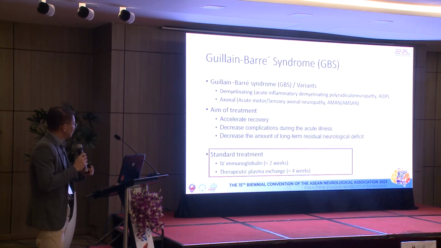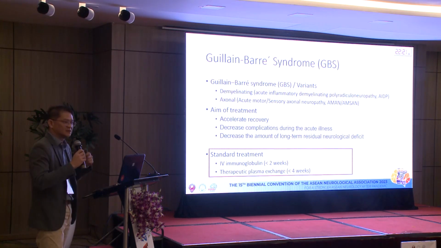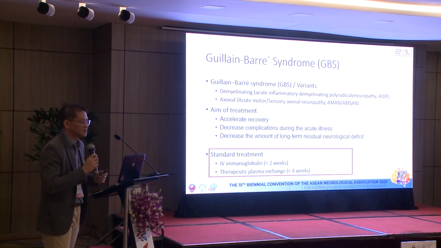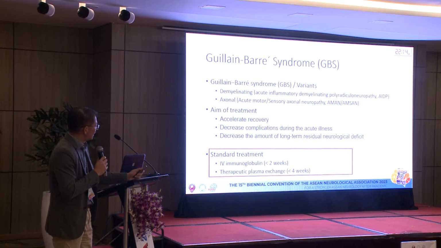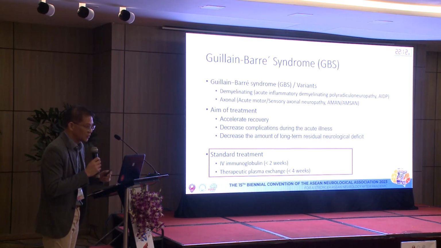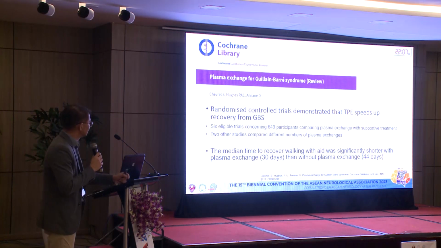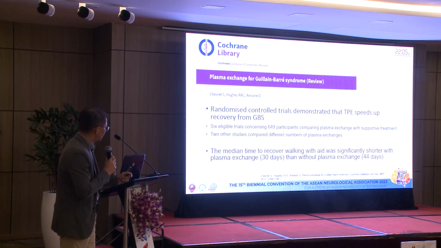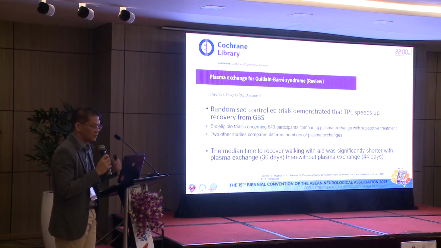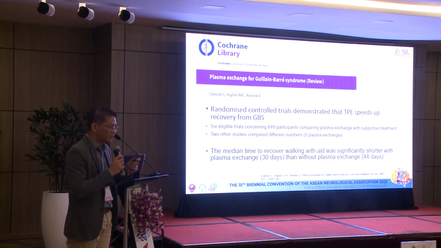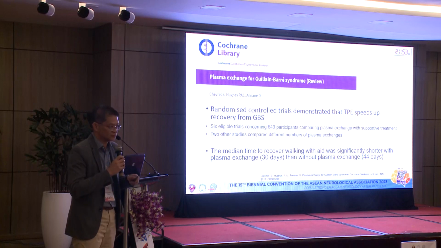And of course, most of us know about Guillain-Barré syndromes, where it can be either axonal or demyelinating forms of acute neuropathies. The standard treatments involve the use of immunoglobulin and also plasma exchange. So I'm just going to touch on plasma exchange. In this Cochrane review, which included 6 randomized control trials with more than 600 patients, they compared patients with Guillain-Barré syndrome treated with plasma exchange and those without treatment.